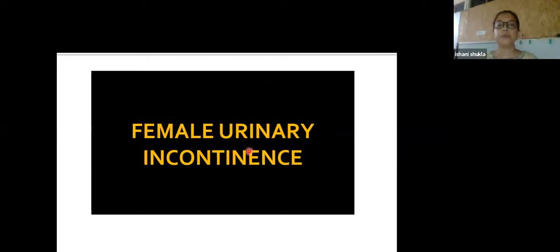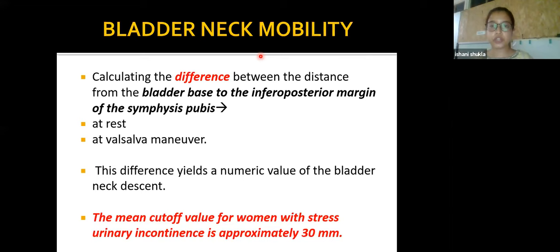Coming to female urinary incontinence, the various parameters we use to measure stress urinary incontinence, the first is the bladder neck mobility. We measure it by calculating the difference between the distance from the bladder base to the inferior posterior margin of the pubic symphysis. We first measure it at rest and then in Valsalva maneuver, and this difference of the two values gives the numeric value of the bladder neck descent. The mean cutoff value for women with stress urinary incontinence is approximately 30 millimeter.